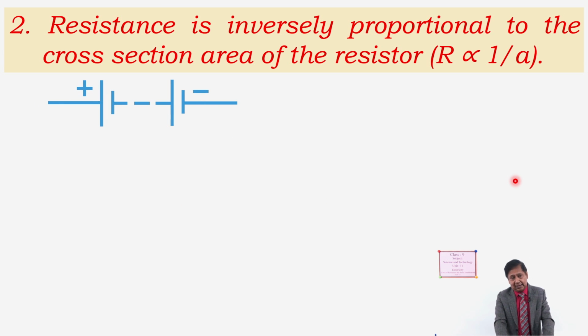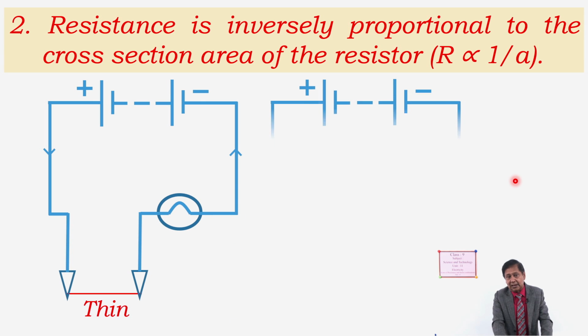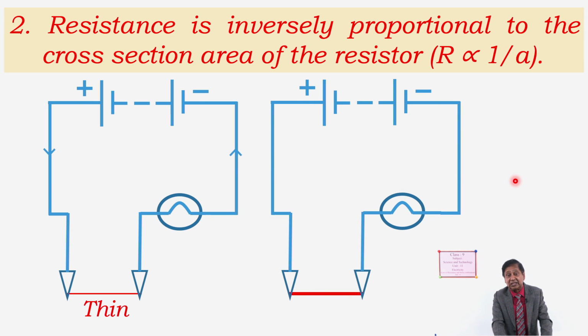Look at this. Let's say this is a battery connected to a bulb and there's a metal clip, and if we connect these two ends of the metal clip by a thin wire, and in another case if we connect the same with a thick wire, then what is the difference between these two? I mean to say, how does the glow of the bulb differ?